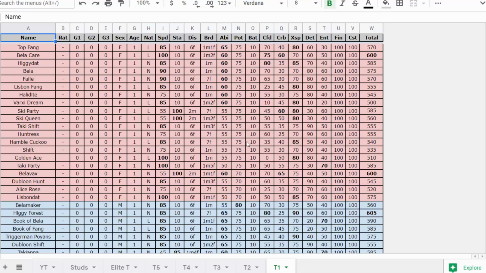And you will recognize some of these names. Like Bella is the start of that lineage where all those horses come from. Bella Maker, Bella Dat, and all the Dats after that. We got ski parties in here. We got some Tackianas sort of make it on here. Top Fang leads us to like Dat Fang and all the rest of those.